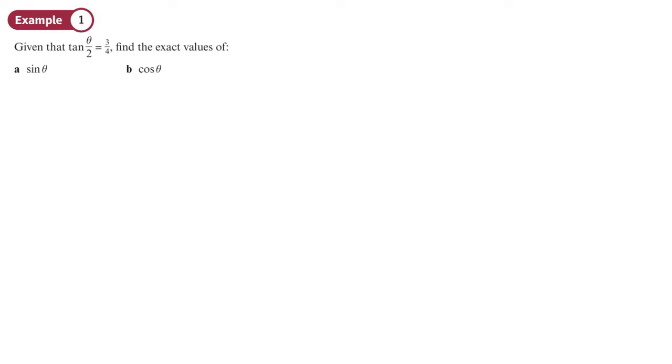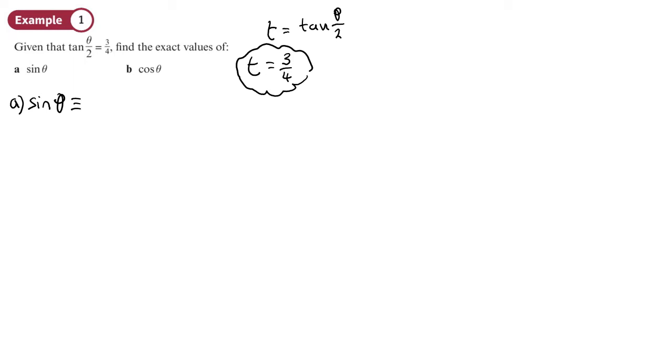Okay, given that tan theta over 2 equals 3/4, find the exact values of sine theta and cos theta. Okay, so you'll recognize this is like t equals tan theta over 2. So in this question, t equals 3/4. That'll be the first thing we write down because that's given. So in part A, where we need to work out sine, we need to remember our definition for sine in terms of t, which is sine theta is 2t over 1 plus t squared. And then we just substitute the numbers in.